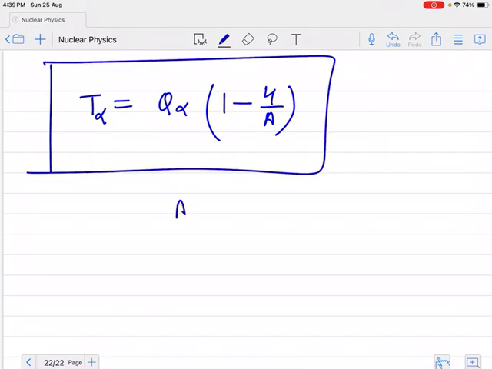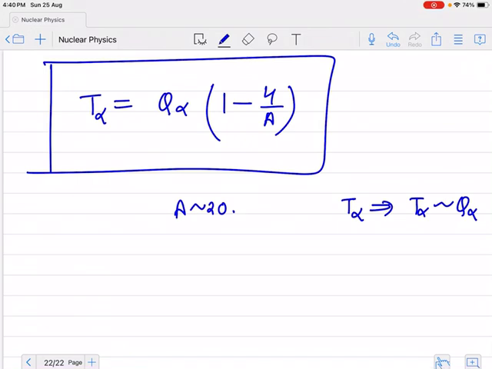So if A is 200, then you can calculate very easily that T alpha is roughly equal to Q alpha. So this is the alpha disintegration energy, and we can solve a few numericals on the basis of it. It is very useful for various kinds of examinations.